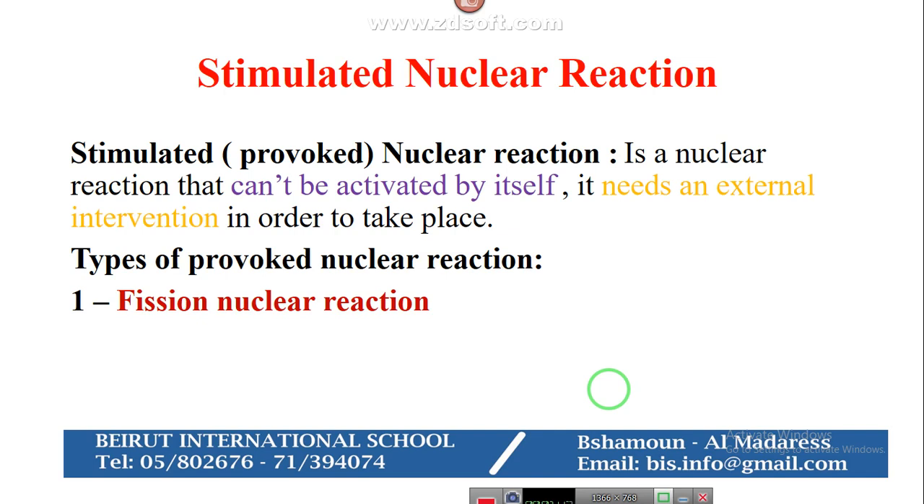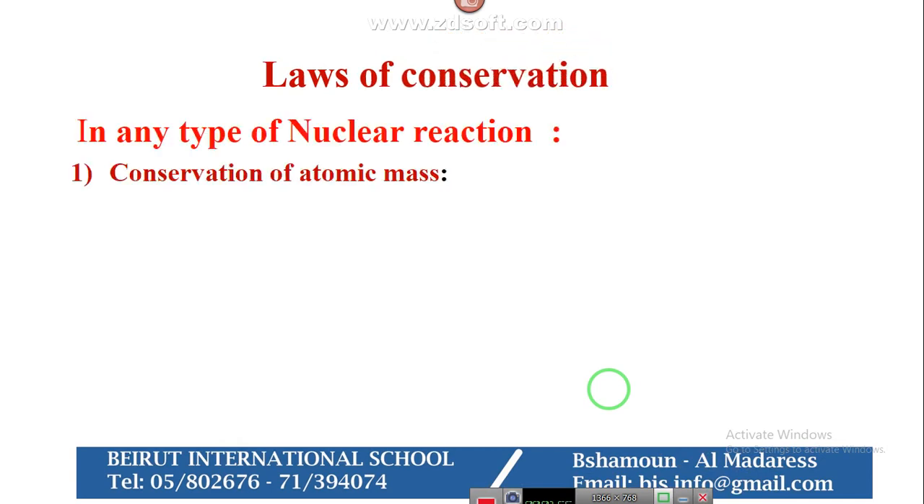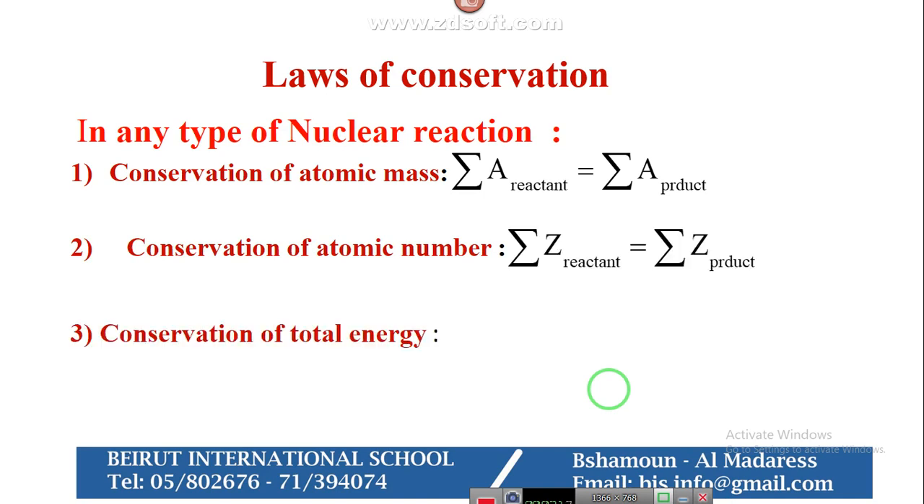Types of provoked nuclear reaction. First of all, fission nuclear reaction. Second, fusion nuclear reaction. Laws of conservation. Like what we said in the last chapter, in any nuclear reaction we have conservation of atomic mass: the sum of A of the reactants is equal to the sum of A of the products. Also, conservation of atomic number: the sum of the atomic numbers of the reactants is equal to the sum of the atomic numbers of the products.